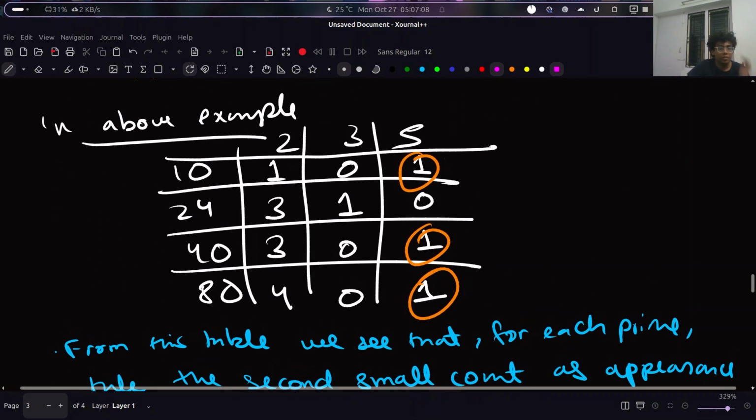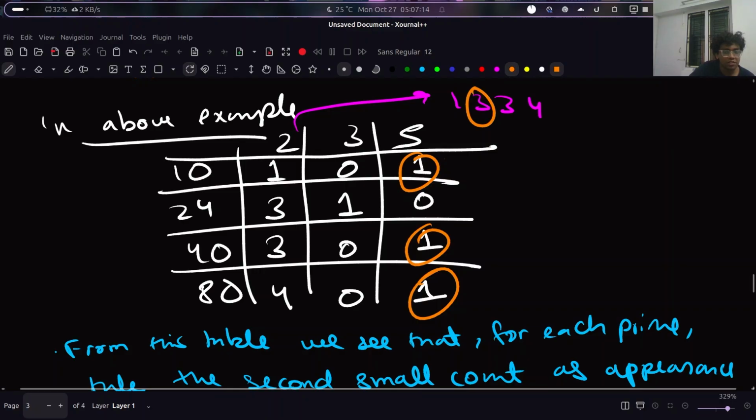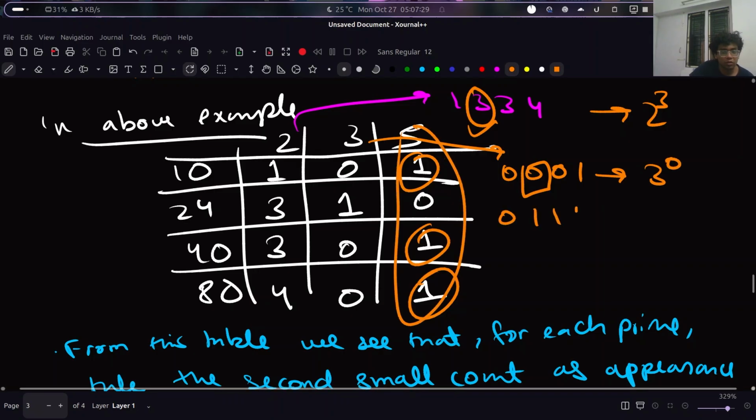So in this table, we can say that for 2, if we sort them, it will be 1, 3, 3, 4. Second smallest is 3, so 2 to the power 3. For 3, it's going to be 0, 0, 0, 1. Second smallest is 0, so 3 to the power 0. Here it's 1, 0, 1, 1, 1, so 5 to the power 1. So the answer will be this, which is equal to 40.